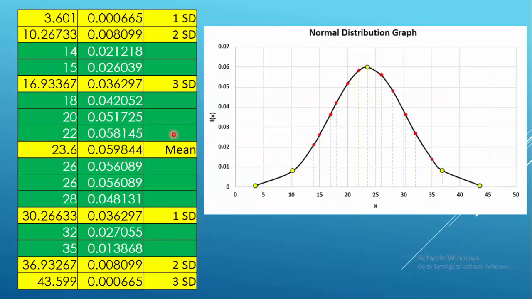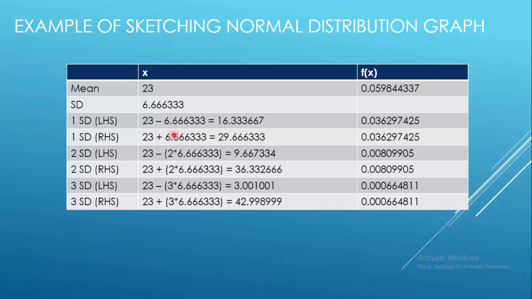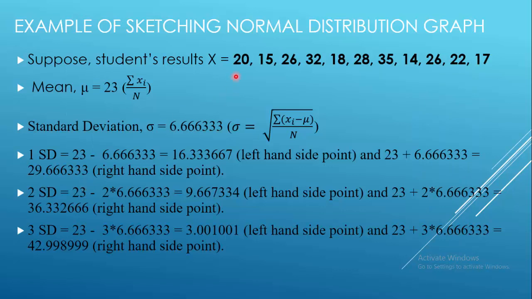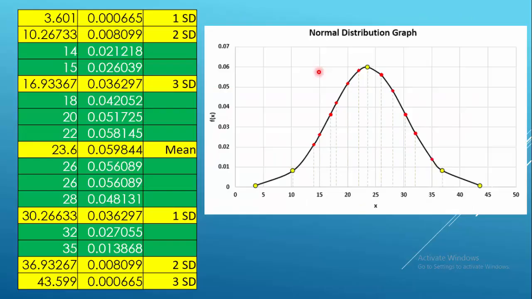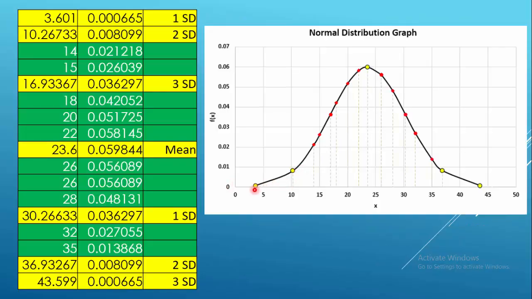And for the rest of the values, because these values are only for first, second and third standard deviation, we have to find the values for 20, 15, 26, 32. So for that we have used this one: 14, 15, 18, 20, 22, 26, 32, 35. These are the values over here. We have sketched these using these values and got this bell-shaped curve. So this is how we find the values of f of x, and then we draw it on the graph paper.